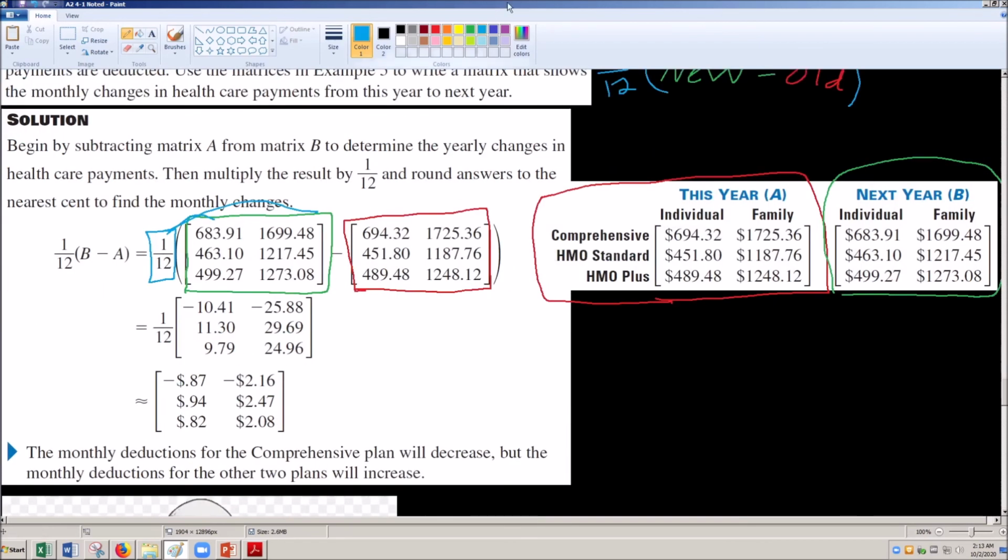This is really, really helpful because now I can say, oh, okay, so my monthly premium is going to drop by 87 cents for an individual comprehensive. So again, my monthly difference, just looking at individual comprehensive to start us off here, will be lower by 87 cents a month. And so you can look at this and say, okay, who is this good for? Who is it bad for? There's a lot of actual analysis that we can do using matrices in this form.